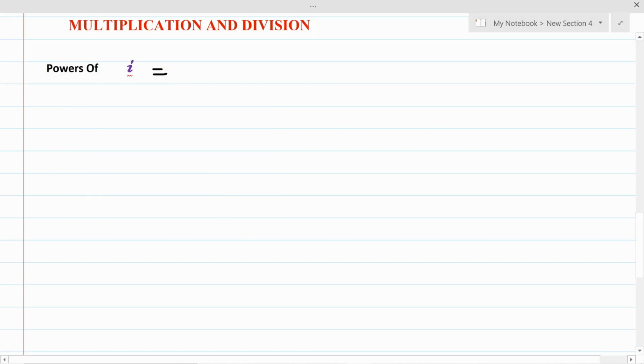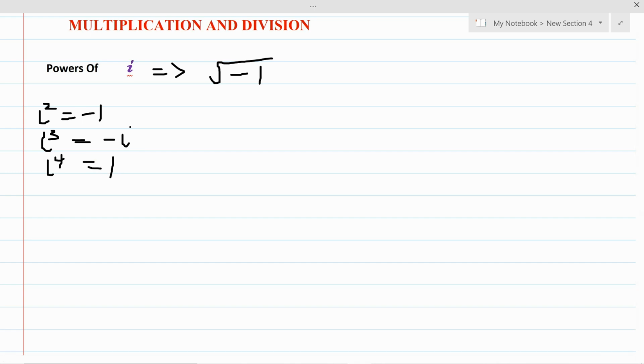General thing: powers of i. This implies that we are saying that i is equal to the square root of -1. Just put this in mind. And i squared is what? -1. i cubed is equal to what? -i, and i to the power 4 is equal to 1. So let's put this in mind. We are going to deduce something.